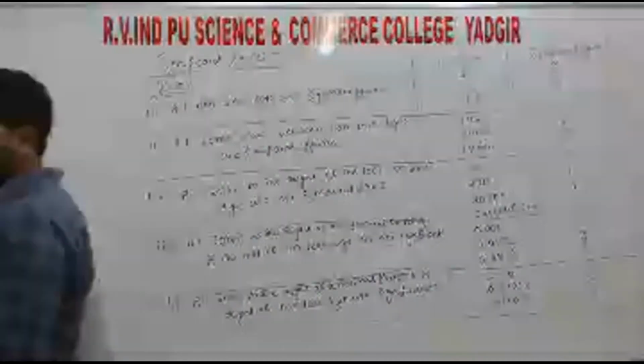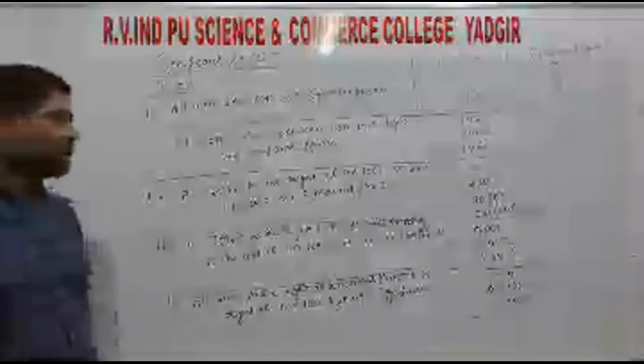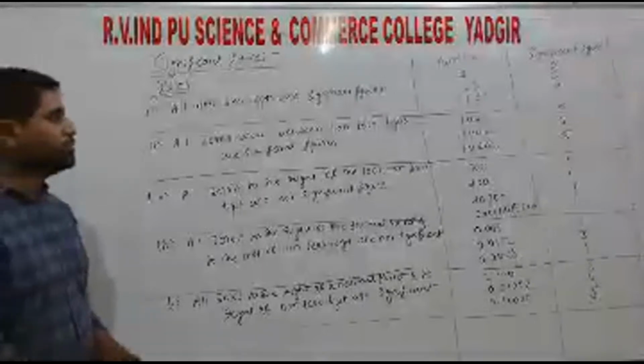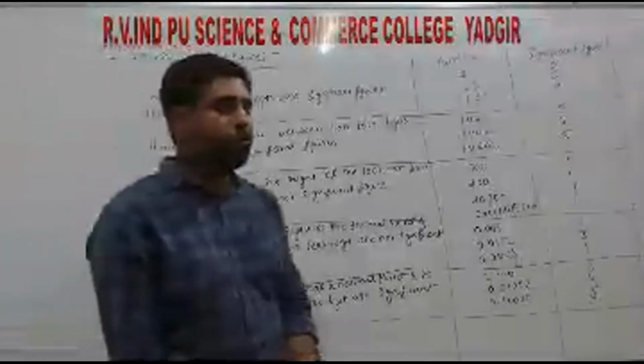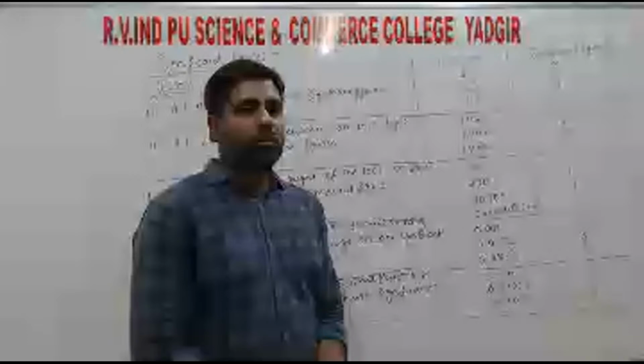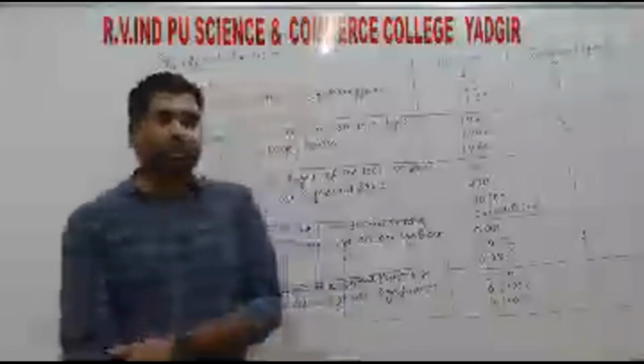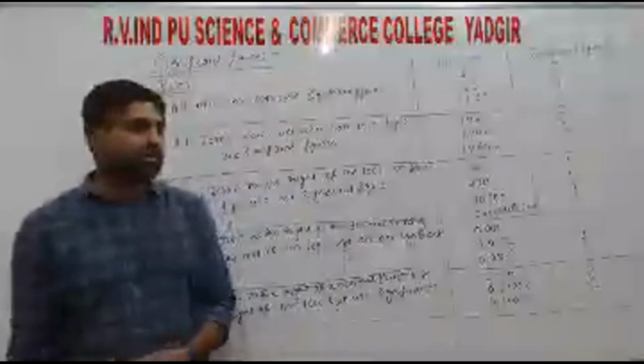So these are the 5 rules to find the significant figures, right? So by this we completed the chapter units and measurements, right? So in the next class we'll start with the new chapter, that is gravitation, right?